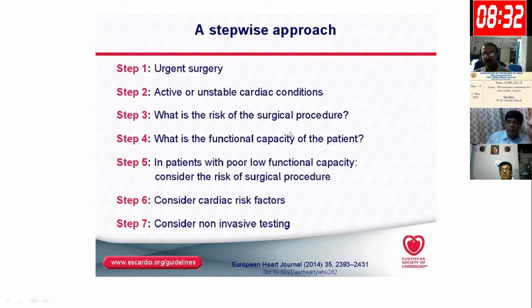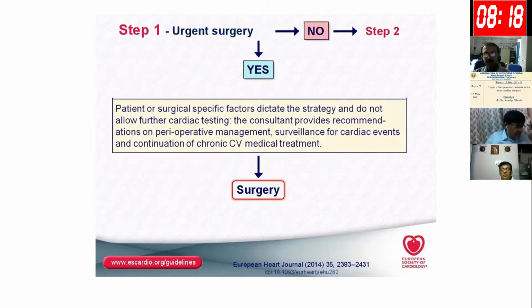The sixth step is to consider the cardiac risk factors, and the seventh is to consider non-invasive testing in patients in whom we plan to proceed to surgery. So first, step one: whether surgery is urgent or not. If it is urgent, then we have to look at the patient and surgical specific risk factors that dictate the strategy, and do not allow further cardiac testing. Then we look at the pros and cons, the surveillance during the procedure, and continuation of the management, and we go on for the surgery.